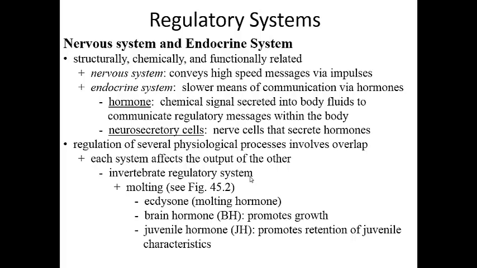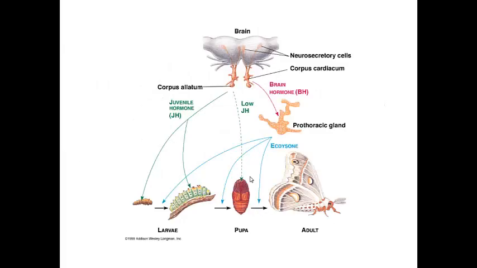We can look at a basic example of how the endocrine system regulates physiological processes. Here we're going to look at the process of molting in insects. Here we see the life stages, or the stages in the life cycle of the butterfly. You have three stages: the larva, the pupa, and the adult. The movement from one stage to the next is caused by three hormones within the insect.